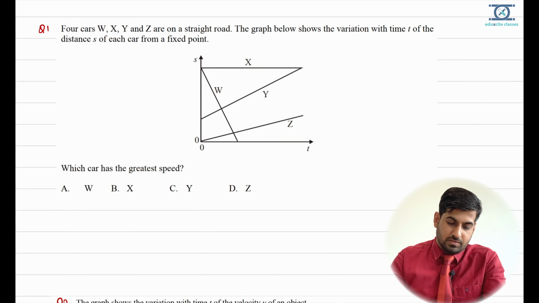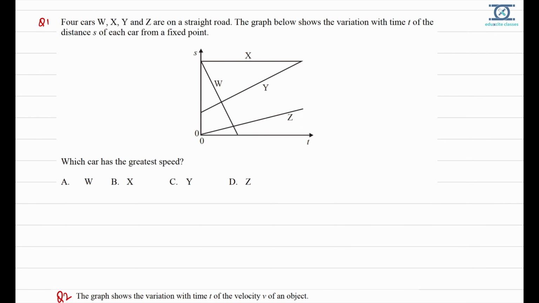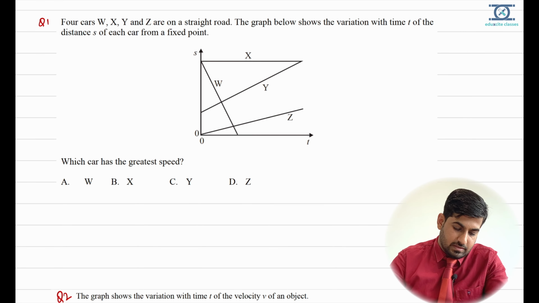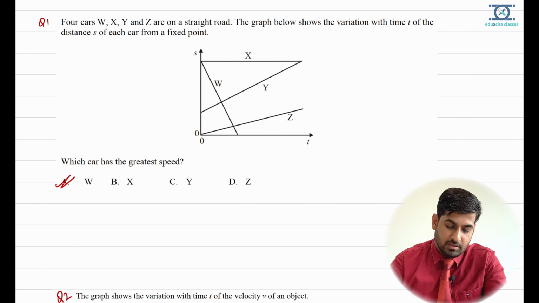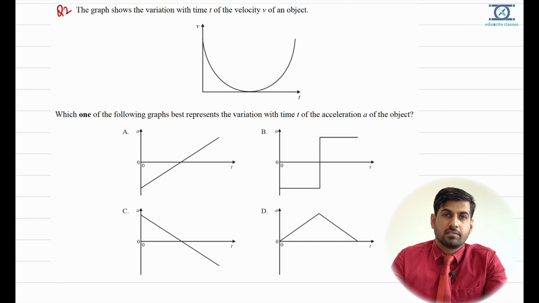Now the MCQs. Try question number 1. Yeah, this is quite easy. Yes, W is the right answer. The steepest curve will have the greatest speed, right? So this is the steepest curve, or you can say in less time more distance is covered, so the speed will be maximum. Pause this and try.